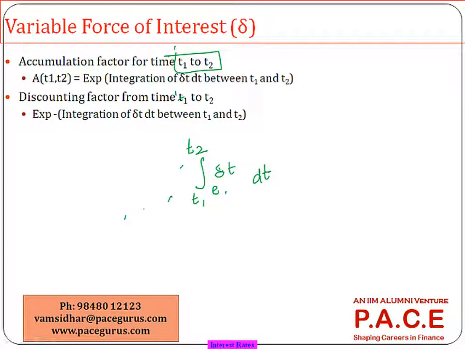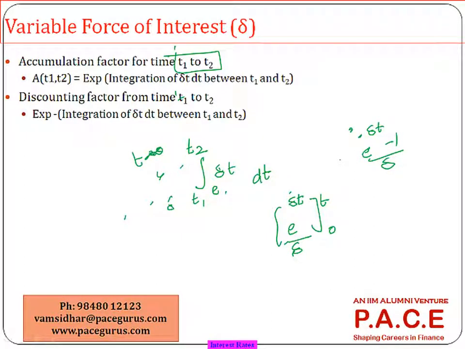Because if it is constant for the entire period, we would have integrated it between 0 and infinity, or 0 and t at least. The whole period, it is constant. So going with the basic formula itself, e power integral of delta dt, we will take it as t and 0. So we can get the accumulation factor, typically e power delta t minus 1 by delta. That is what comes out as the accumulation factor in case we are looking at it between 0 and t.